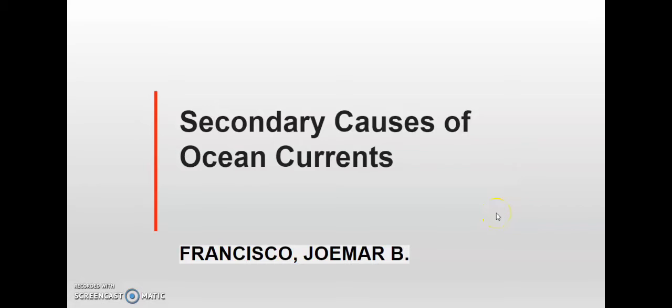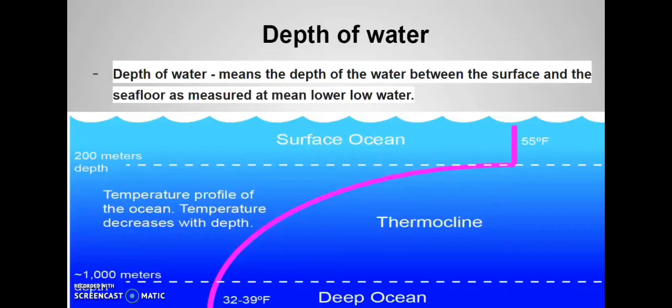Kung may primary, syempre meron din tayo secondary. We have 5 secondary causes of ocean currents. And what are those? First, depth of water. Means the depth of water between the surface and the seafloor as measured at mean lower low water.